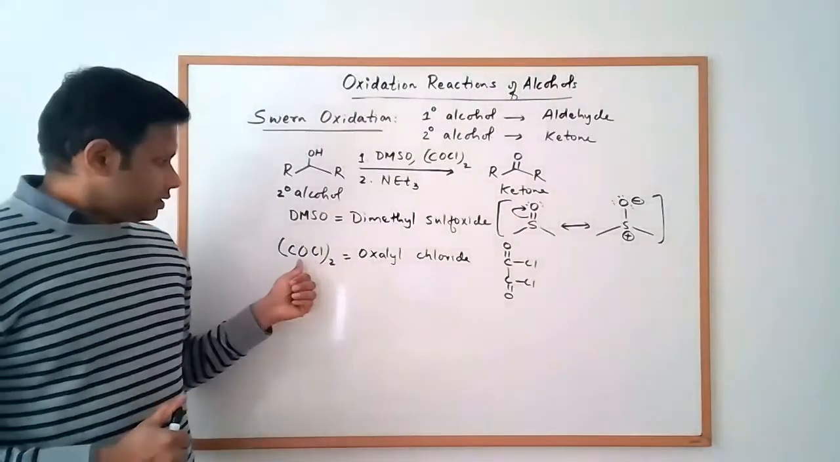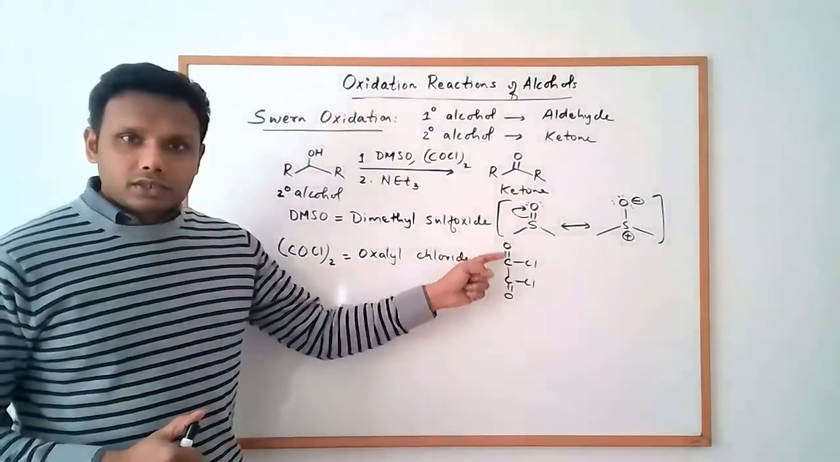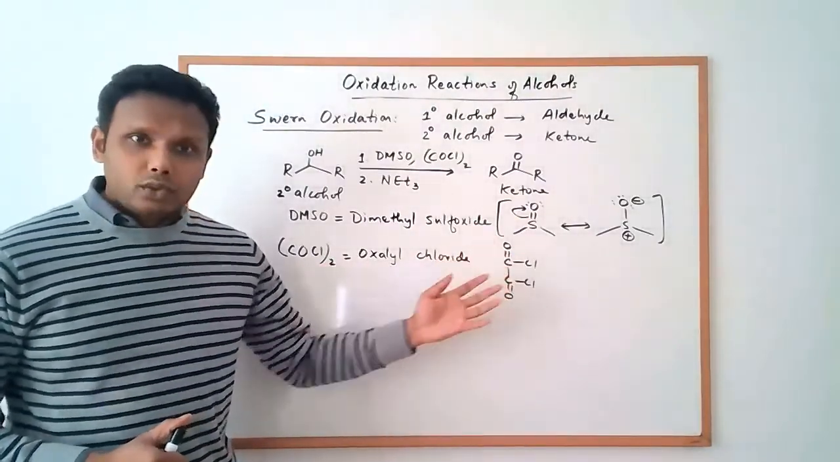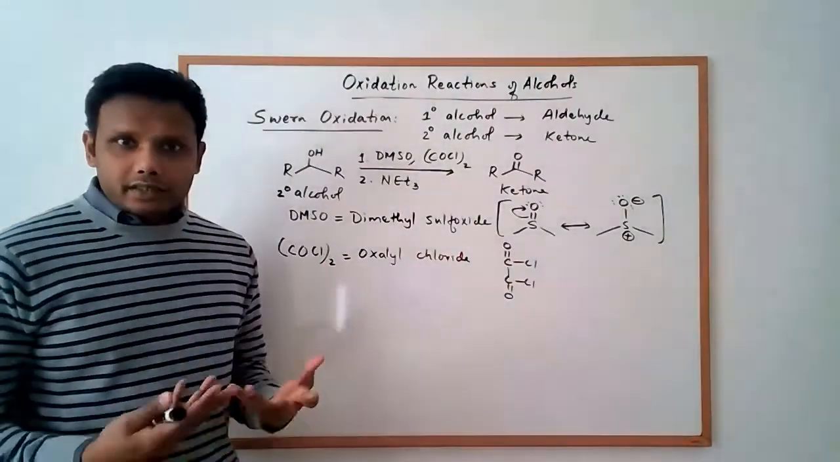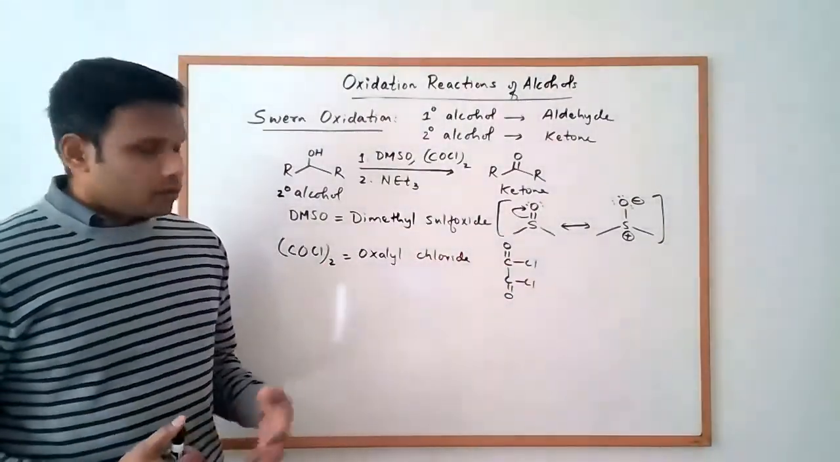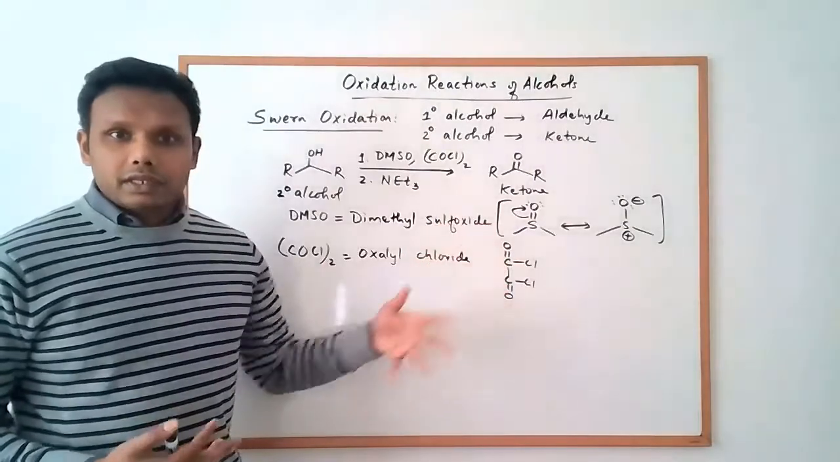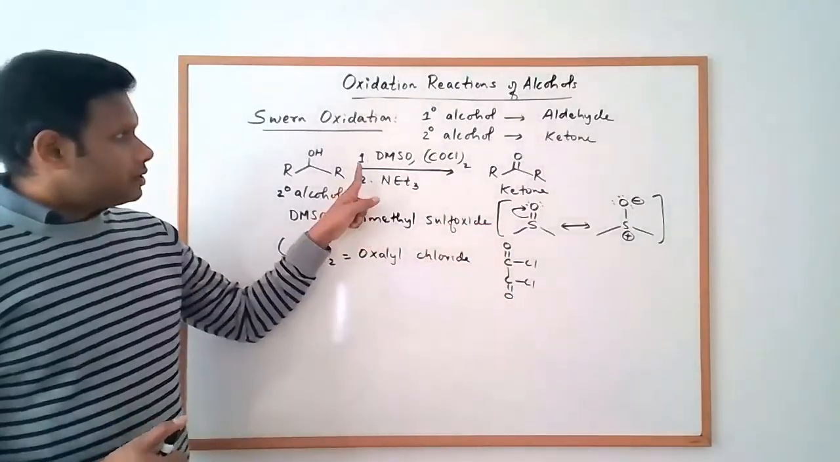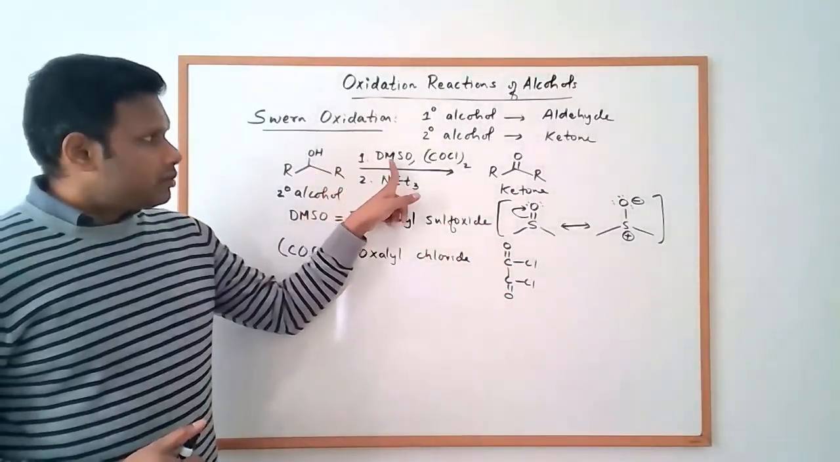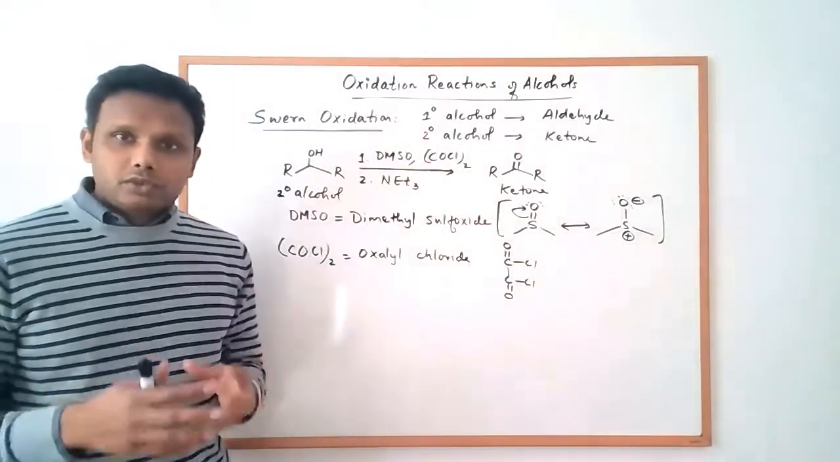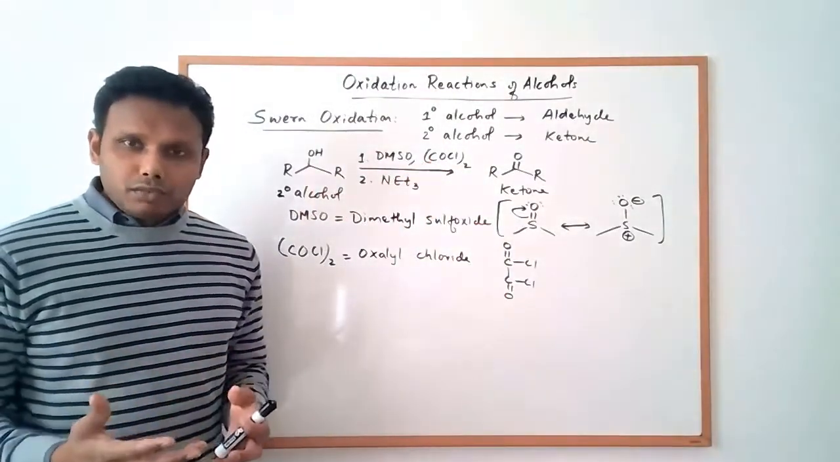Oxalyl chloride, COCl2, has a structure like this. So this is an acid chloride, in fact, a diacid dichloride, or the acid chloride of a dicarboxylic acid. So the first step is the reaction of the alcohol with DMSO and oxalyl chloride, which generates an intermediate.